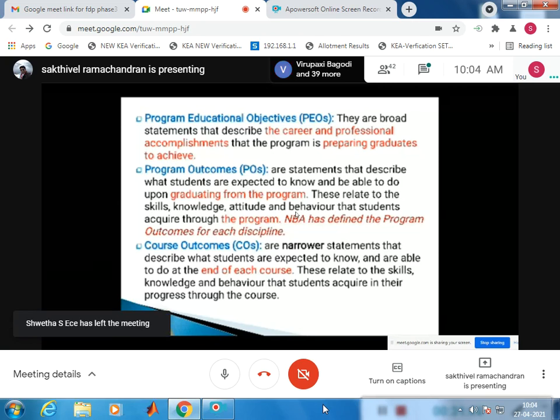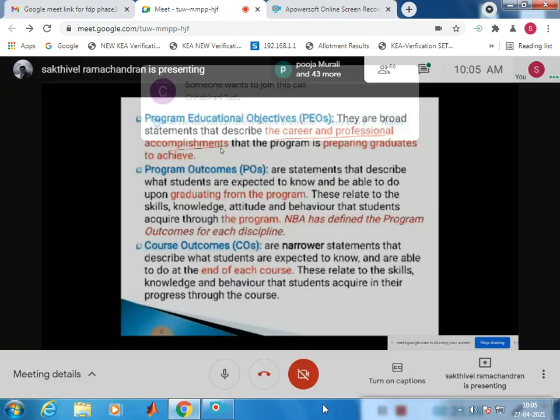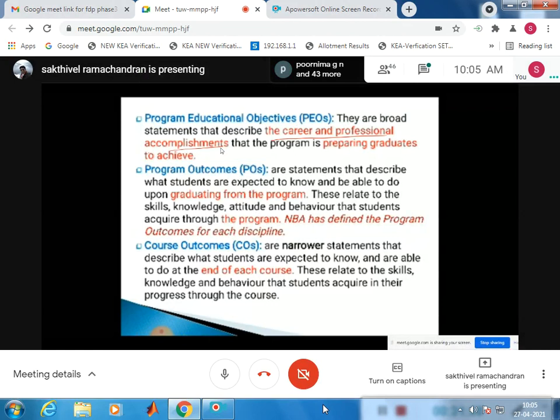Though you are familiar with them, I'll just quickly refresh those ideas. PEOs, POs, COs. Program educational objective: this statement which you define on behalf of the institution or for the program speaks about the career and the professional accomplishment that the program is offering in preparing the graduate to achieve. That's what we call PEOs, program educational objectives.